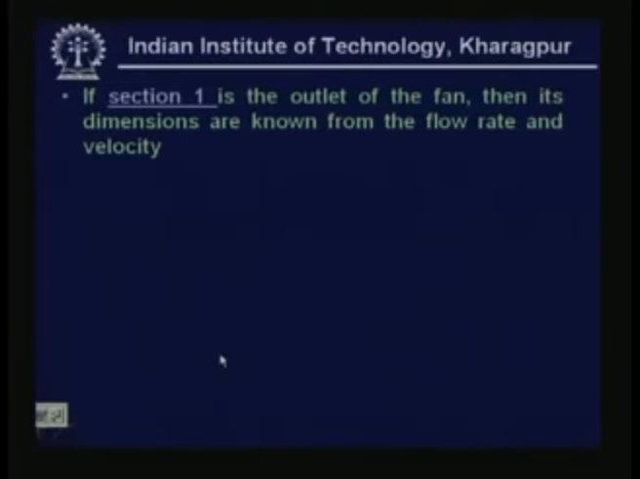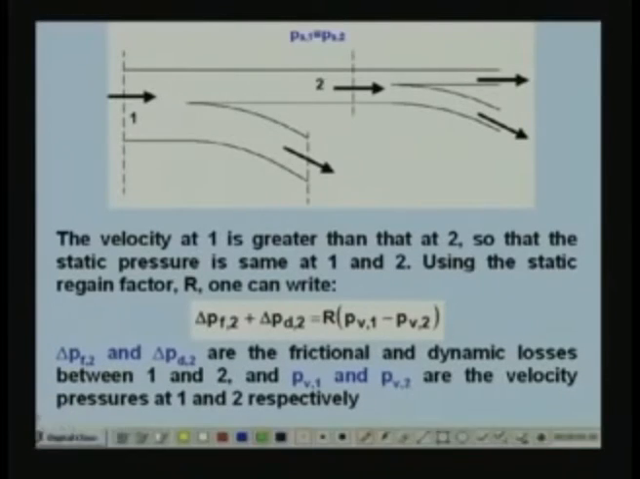Now, if section 1 is the outlet of the fan, then its dimensions are known from the flow rate and velocity. What I mean is, let us say that you have the fan here, and then we know what is the total air flow rate here. Q total is known, because this is nothing but the sum total of all the air flow rates to each outlet. So, this is known to us, and we are selecting a suitable velocity here. So, once you know Q dot and V, then you can find out what the dimensions are here. The dimensions are known here.